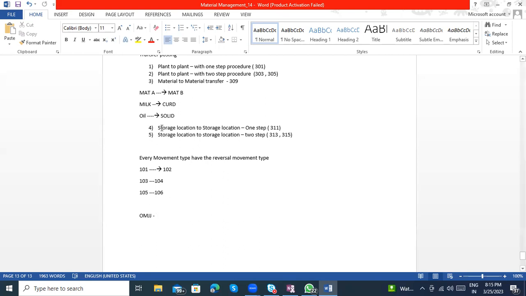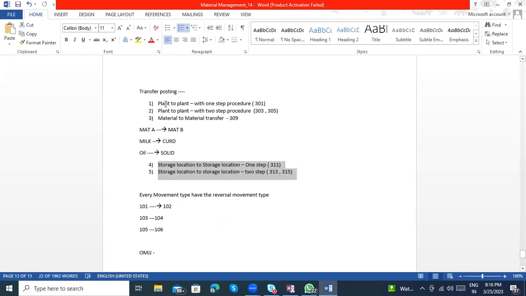No, this is only within the same plant. If it is different plants, obviously we have to go with the inter-STO. Or you can go with the plant to plant transfer also. Because when you are entering plant to plant, obviously you have to enter the storage location also.